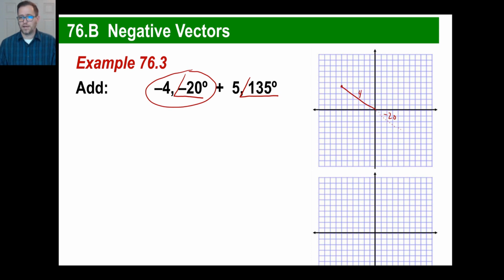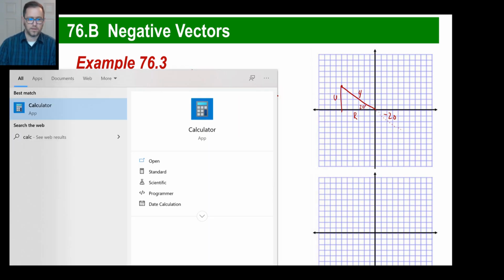So that's going to be negative 20 degrees, and of course this will be 20 degrees as well. And here you go. We're going to need to find this R and that U. Okay, so there's our 20 degrees, negative 4, and negative 20. All right? Our question is, again, we're going to use cosine, sine, tangent, and all those kind of things to find out what these are. So let's get our calculator.